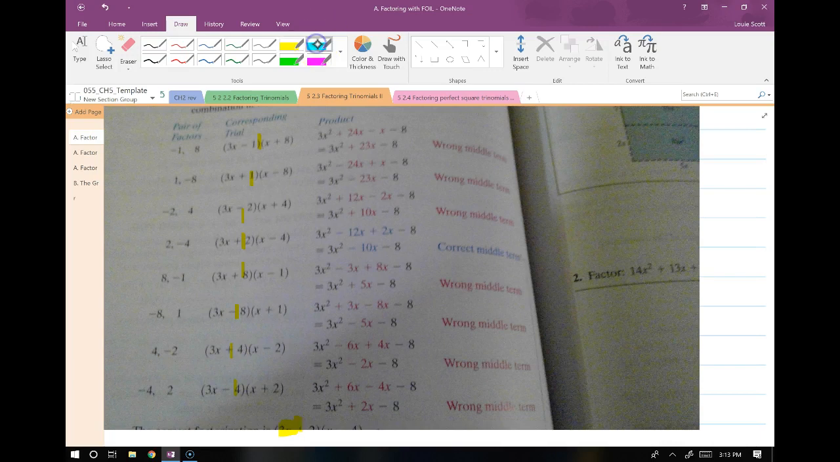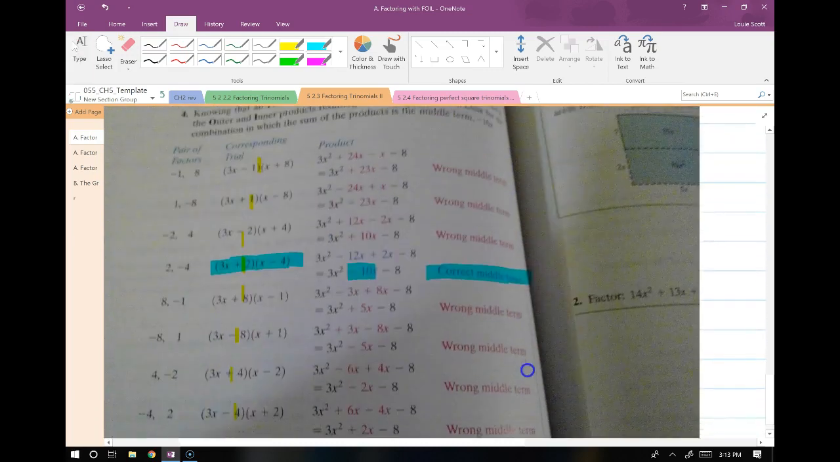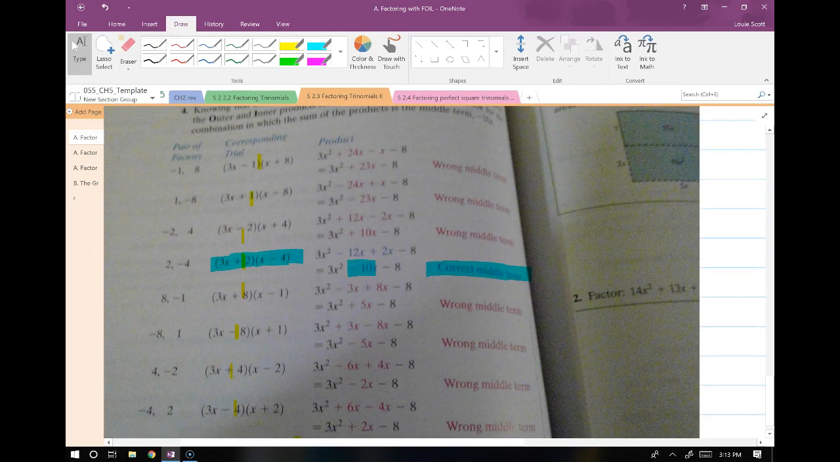So as you can see from this particular readout, this guy is the correct one, 3x plus 2 and x minus 4. That's because it produced a negative 10 in the middle. So let's just make sure that's the case real quick. And we'll redo the factorization now that we know what the answer is here.